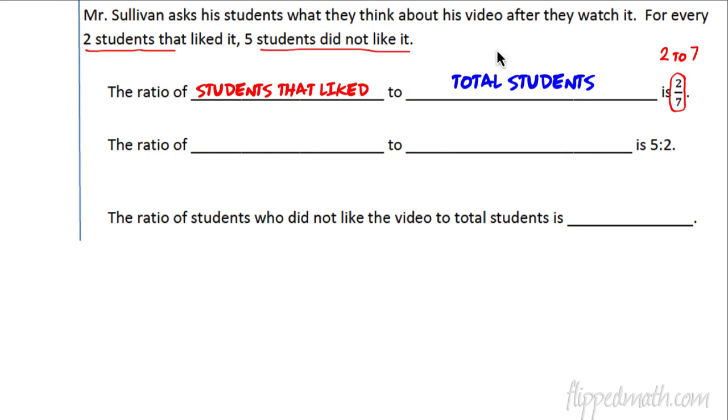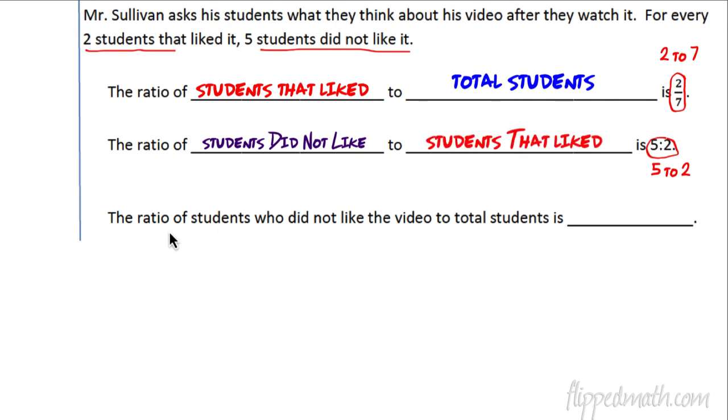That's a little bit crazy too. That's another way to write 5 to 2. So we can look at 2 different ways to write these ratios. We can use a fraction, 2 to 7, or we can use a comma, 5 to 2. And looking back at this problem, if we're comparing the numbers 5 to 2, obviously we're talking about the students that did not like the video to the students that liked the video.